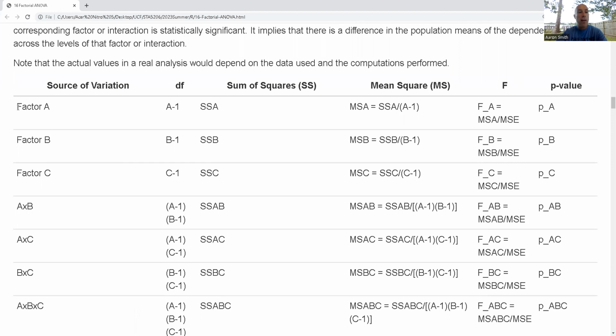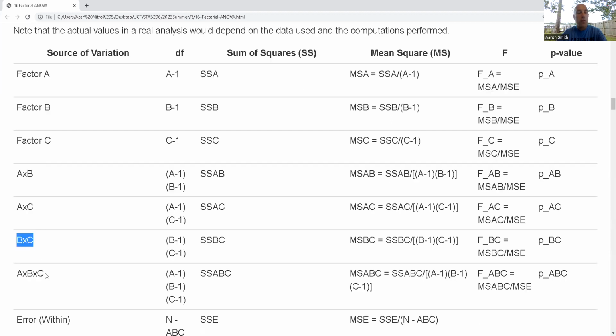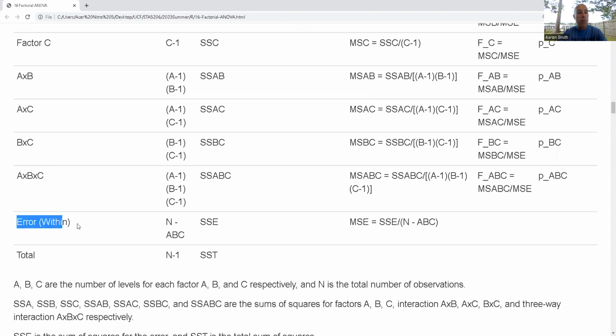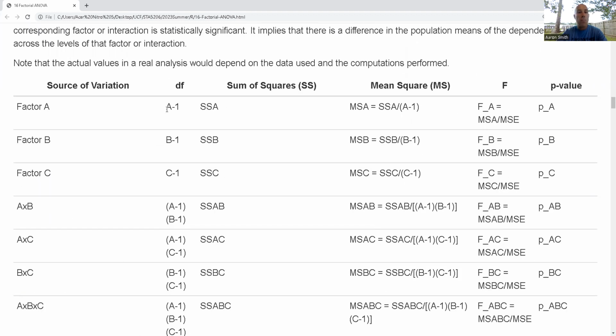All right, so I have main effect, main effect, main effect, interaction, interaction, interaction, and then my highest order interaction. These three are the pairwise interactions. Then we have the error within, and we have the total. All right, so my degrees of freedom, number of levels minus 1. Here on the pairwise, it's the product of pairwise degrees of freedom. And here I have the product of all 3 degrees of freedom.